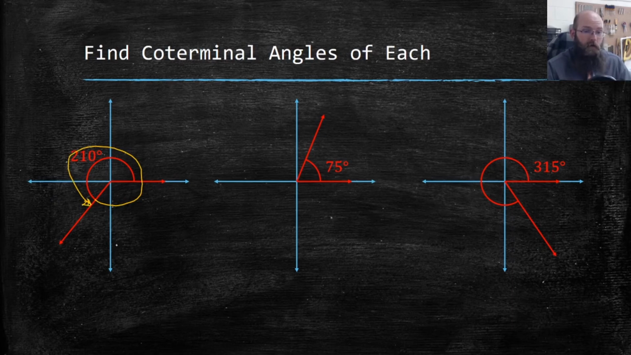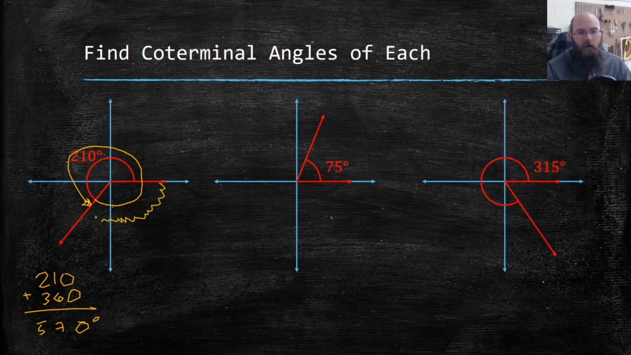That would work. Okay, so what's 210 plus 360? That's one full loop, and then another 210 degrees. 570 degrees. Or I could go the other way, right? What if I went negative until I got to that location?